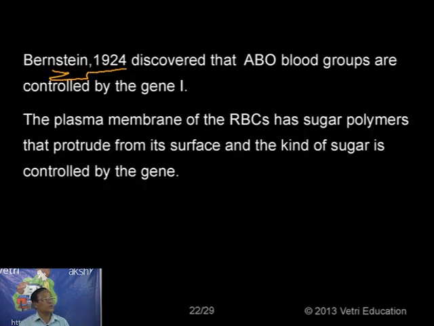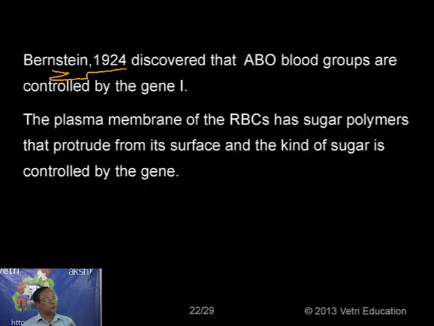This I stands for isoheme agglutinogen gene. This gene is expressed in more than one form; it exists in three allelic forms. This I gene is responsible for the production of a particular sugar polymer. The RBCs of all humans have a sugar polymer, a polysaccharide, projected over the surface of the membrane.